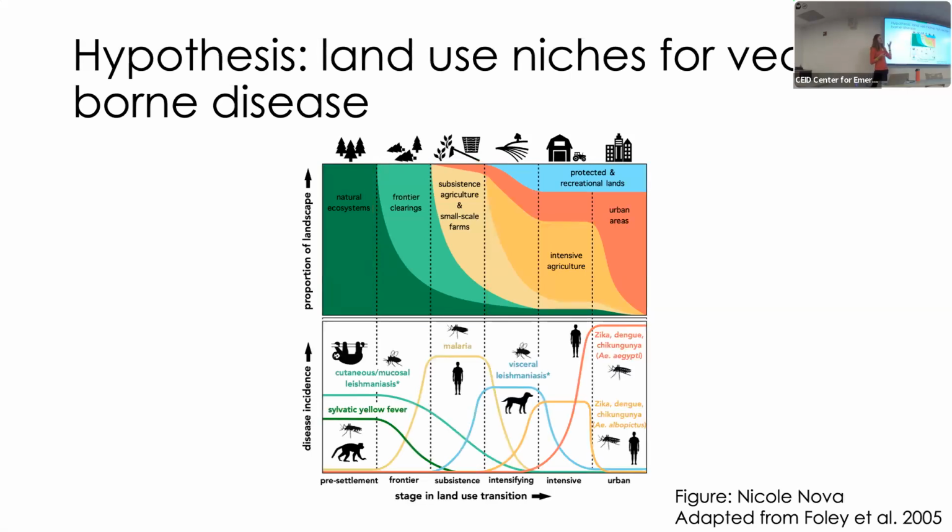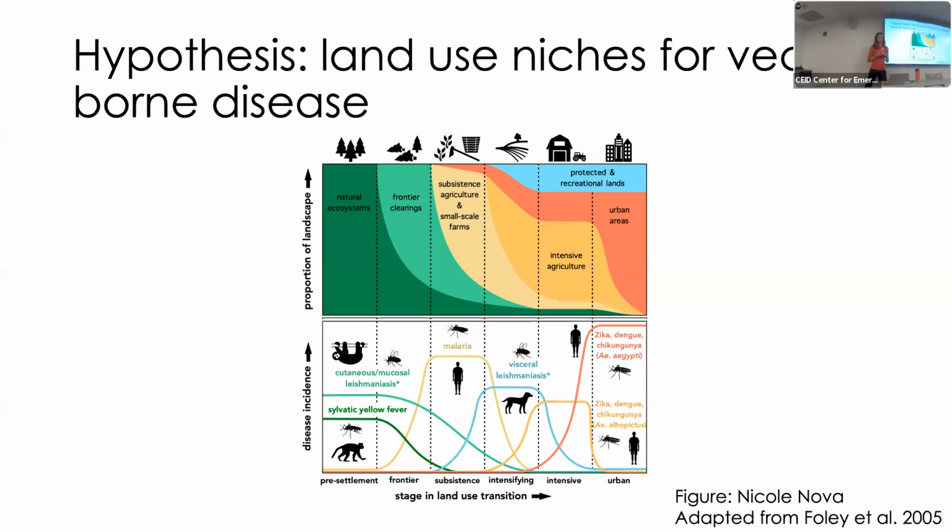But based on our knowledge of the vector and reservoir host ecology of different diseases, we could hypothesize how different diseases would map onto this land use gradient. So we might expect the more sylvatic diseases like yellow fever and cutaneous leishmaniasis, that have wildlife reservoir hosts and forest-associated vectors, might peak at these very earliest natural ecosystem stages. Malaria is peaking in the middle. Visceral leishmaniasis, we think, is a peri-urban/agricultural disease. And then Zika, dengue, and chikungunya, transmitted by the urban vector Aedes aegypti, we would expect to peak at the latest stages.